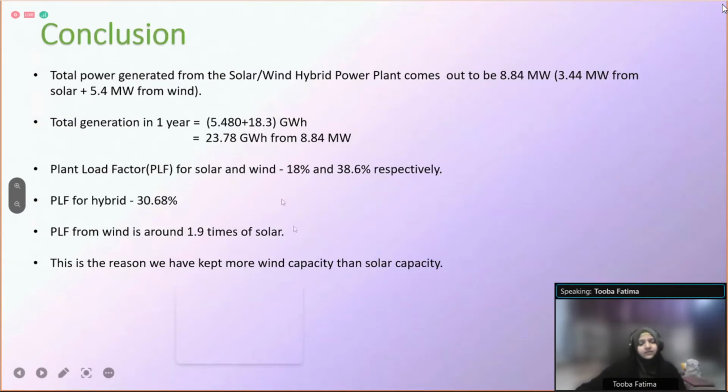The plant load factors we calculated for solar and wind were 18% and 38.6% respectively, and for hybrid it comes out to be 30.68%. We can see the plant load factor from wind is around 1.9 times that of solar. This is the reason we have kept more wind capacity than solar capacity. We have taken two windmills in wind turbines instead of one.